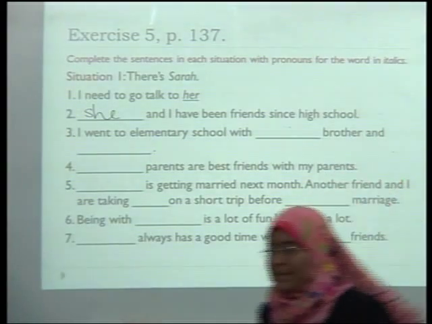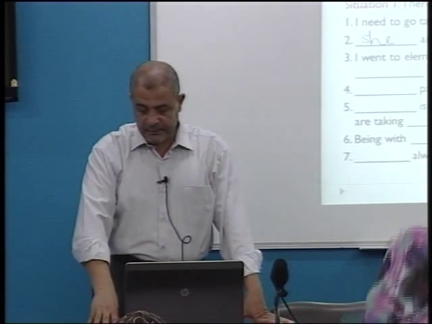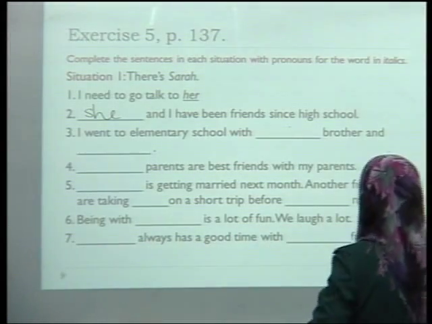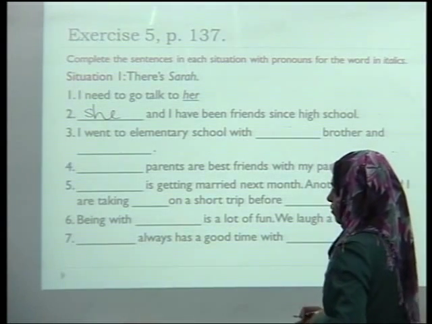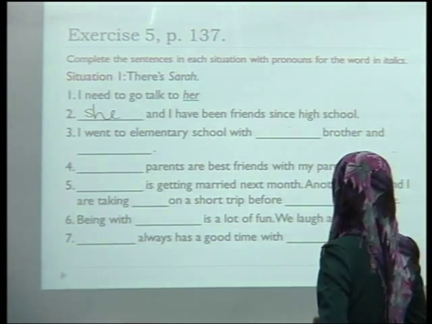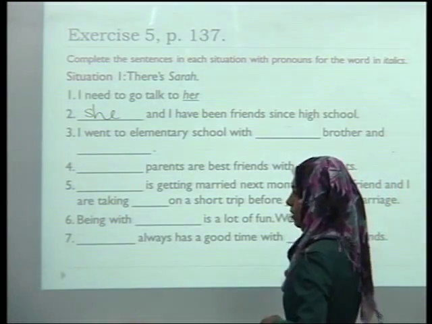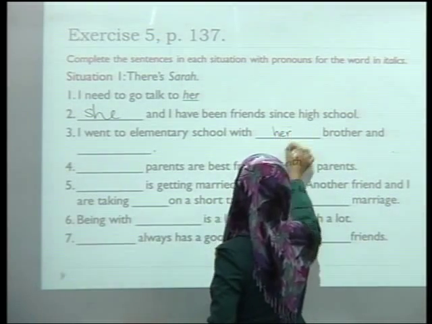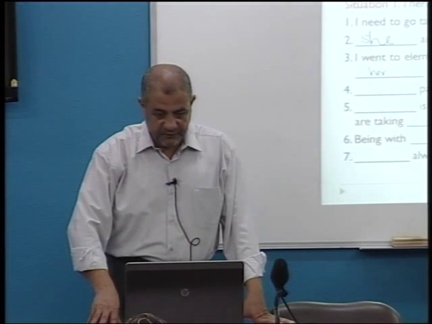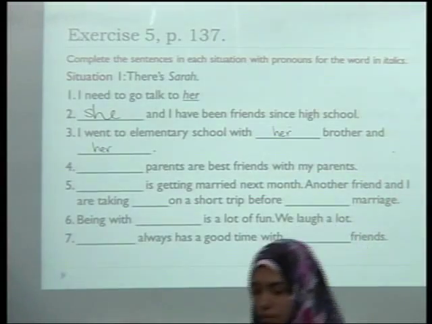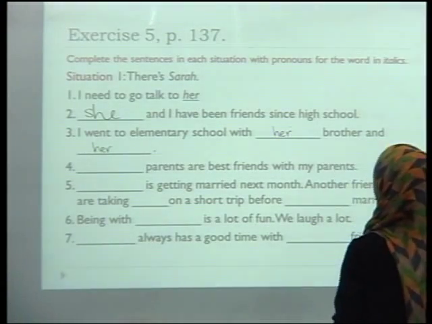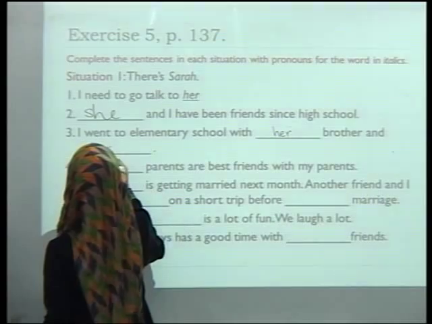Come, please. I went to elementary school with her brother and her. Together, it means that we went together. I went with her brother and her, okay? Come, please. Next one. Number 4. Her parents are best friends with my parents. Good, thank you.